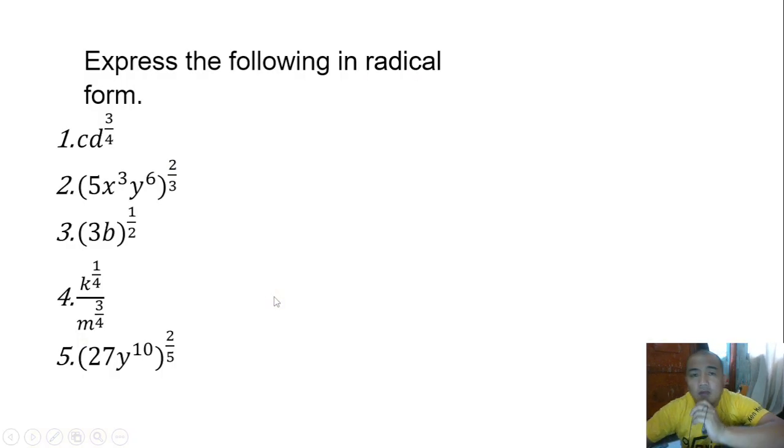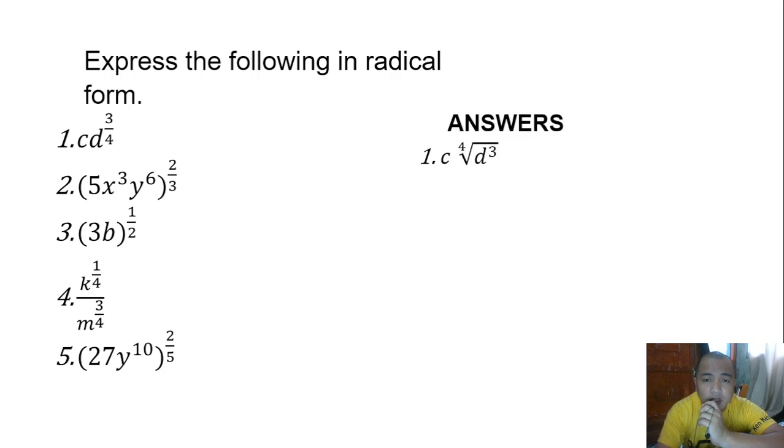Okay, express the following in radical form. Number 1, CD raised to 3/4. C times D raised to 3/4. The answer is C, 4th root of D cubed. How about number 2? Cube root of 5x cubed y raised to the 6th power. And number 3, 3b raised to 1/2 is the square root of 3b.